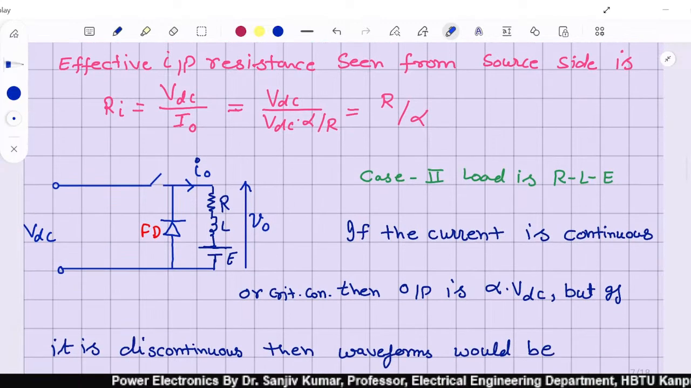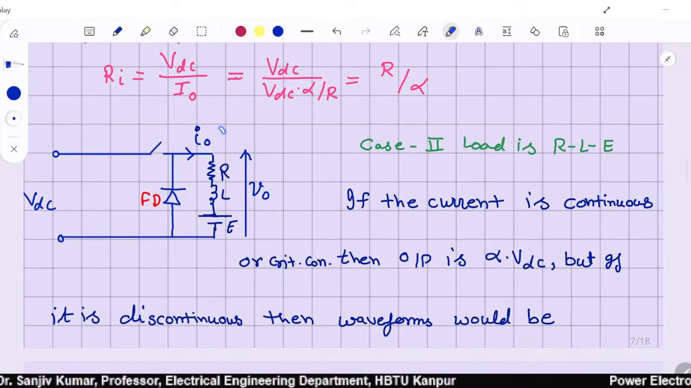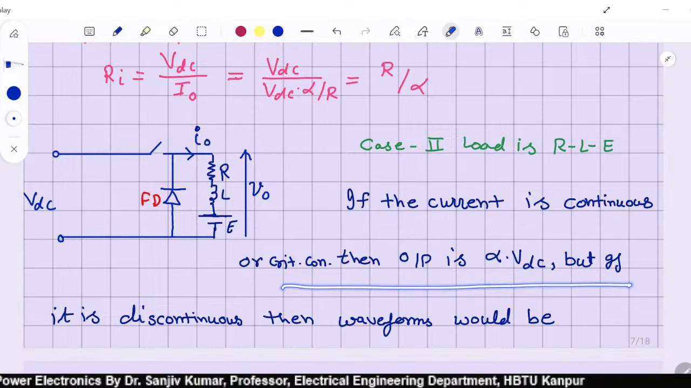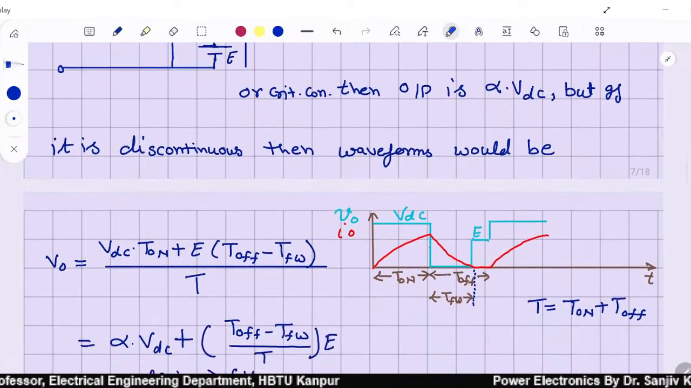Now the second case is when this is the RLE load, means now it could be continuous, it could be discontinuous or critical continuous. If it is critical continuous or continuous, the output voltage is alpha VDC, but if it is discontinuous, then the waveform has to be changed.